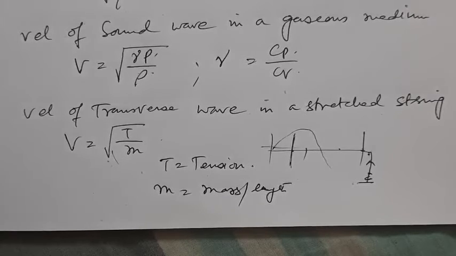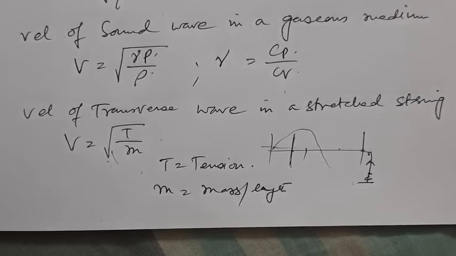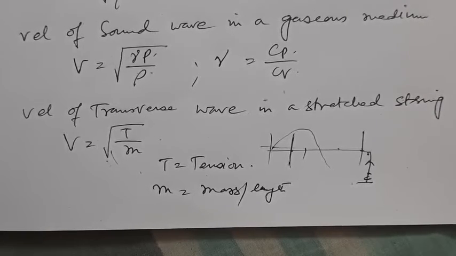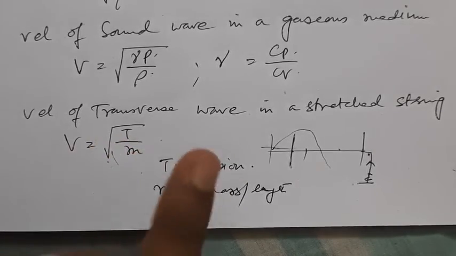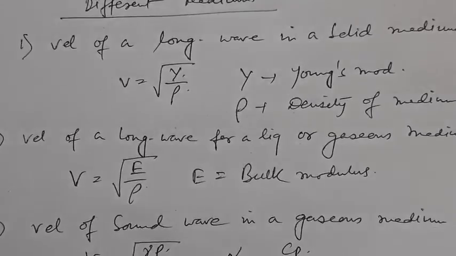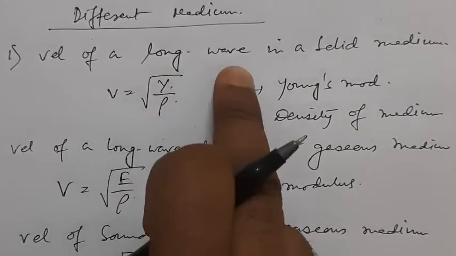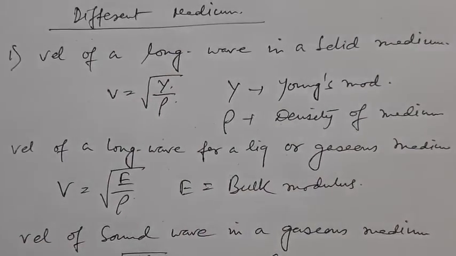And another thing, the velocity of a longitudinal wave in a straight string is similar to the longitudinal wave in a solid medium. I am not writing that. The velocity of a longitudinal wave in a straight string is similar to the number one case, the velocity of a longitudinal wave in a solid medium. The same formula, V is equal to square root of gamma by rho.